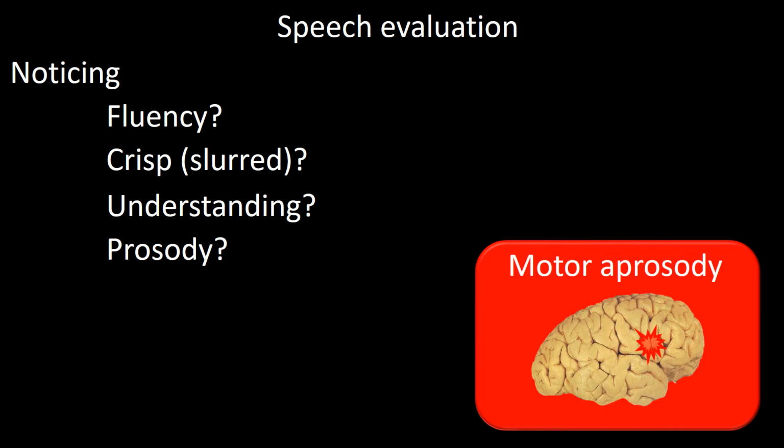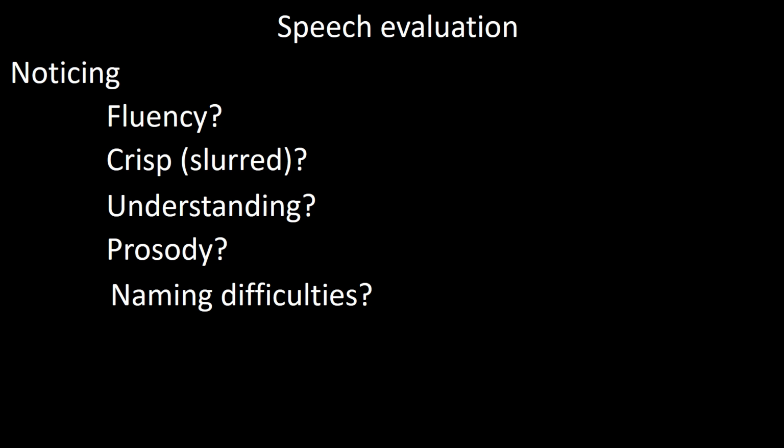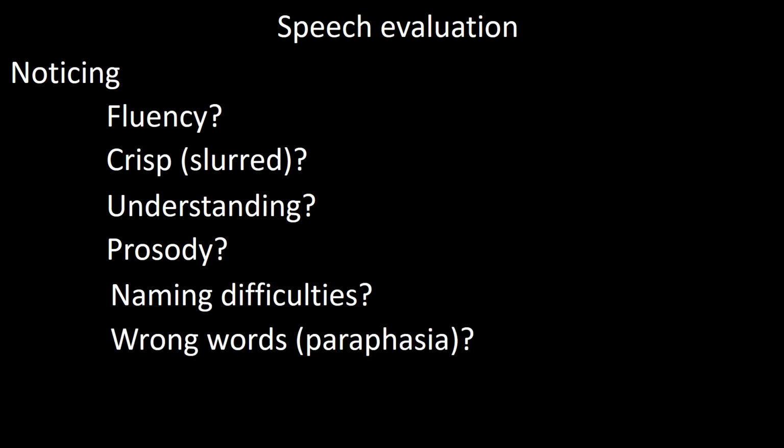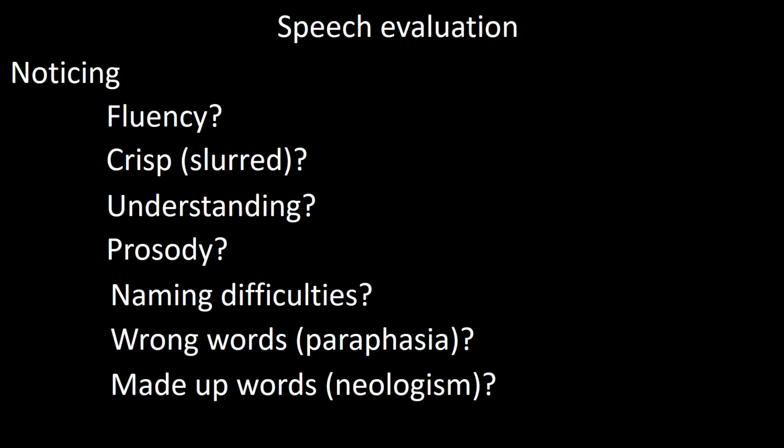Aprosody, or motor aprosody, implies the production of speech without affective connotation. This type of speech indicates non-dominant hemisphere pathology in the area corresponding to the dominant hemisphere Broca's area. Sensory aprosody implies the inability to comprehend the emotion content of speech. Sensory aprosody indicates a lesion in the non-dominant hemisphere in the area corresponding to the dominant hemisphere Wernicke's area. We also need to notice naming difficulties, wrong words, and made-up words.